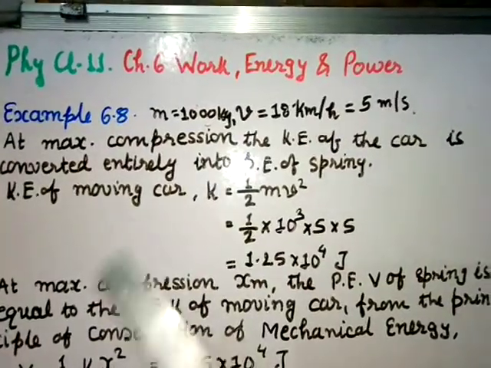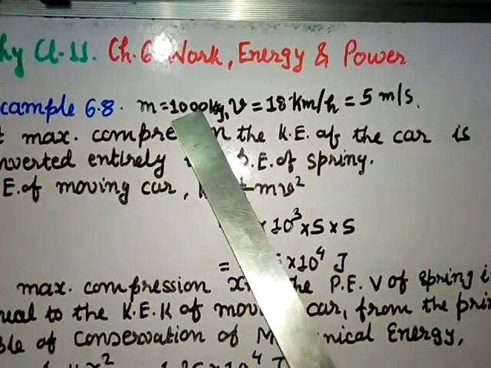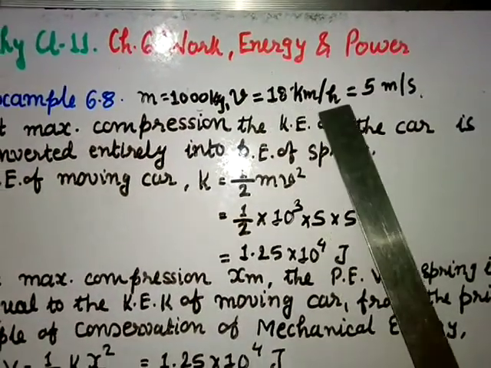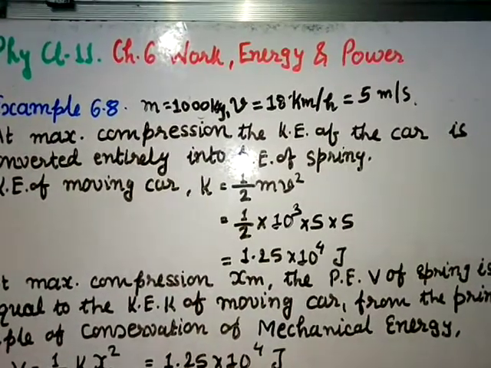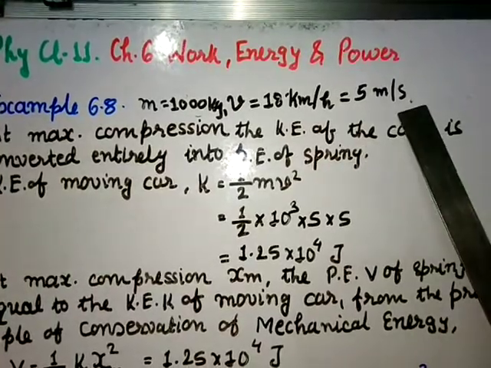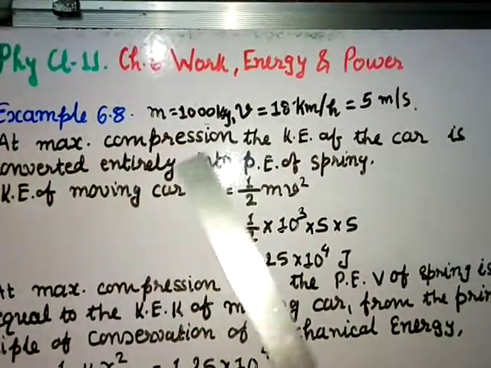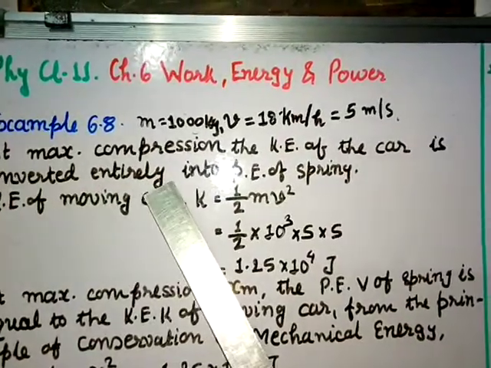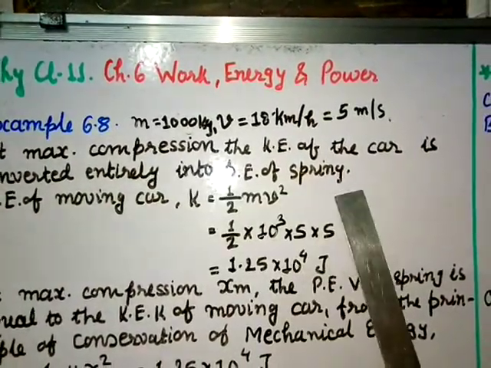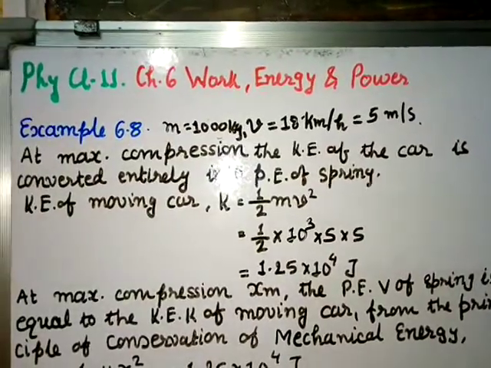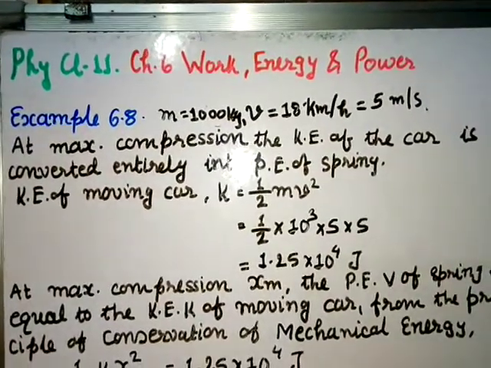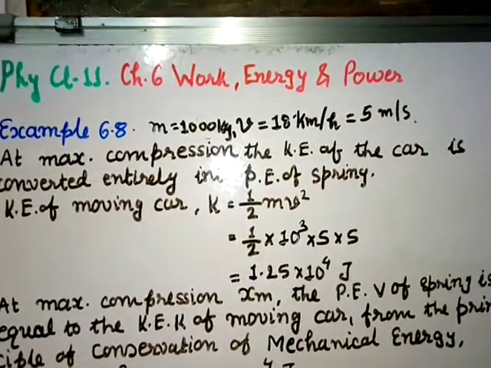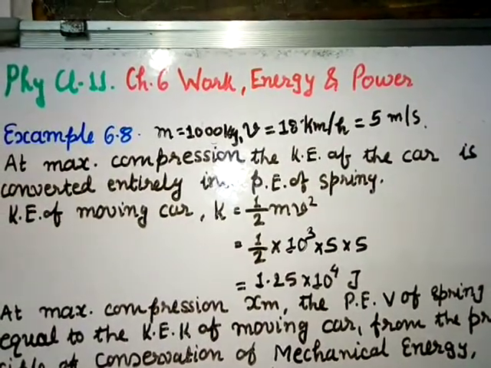Here we are given the mass of the car, 1000 kg, and velocity 18 km per hour. We convert this into meter per second, and we get 5 meter per second. At maximum compression, the kinetic energy of the car is converted entirely into potential energy of the spring.